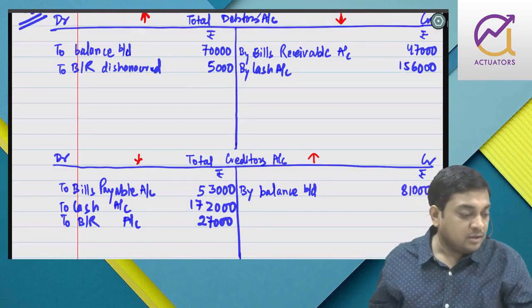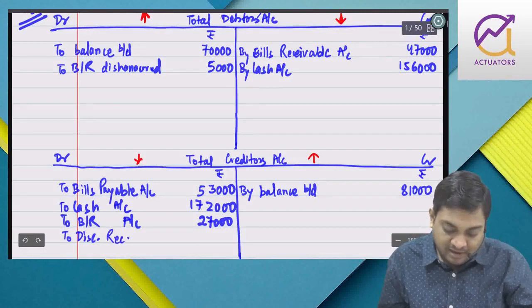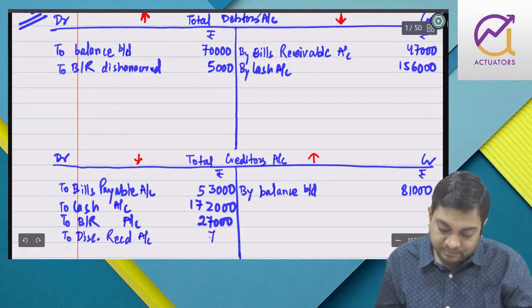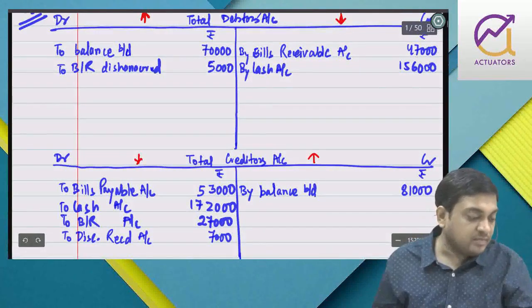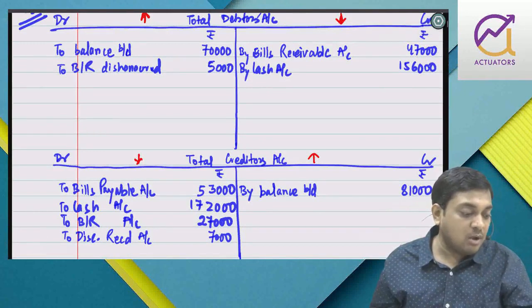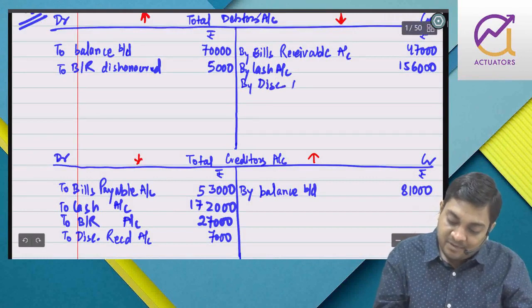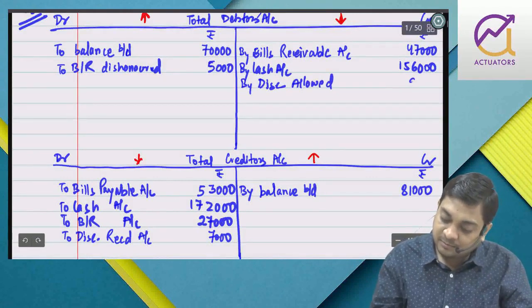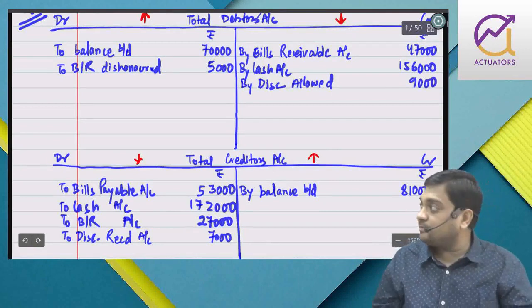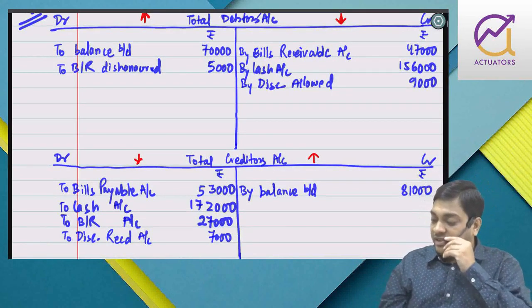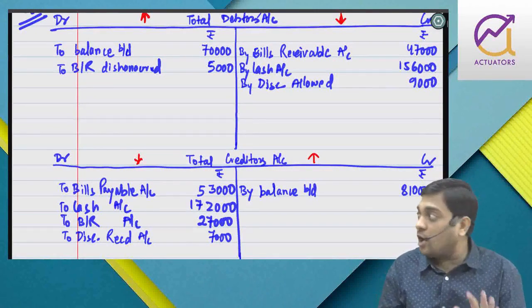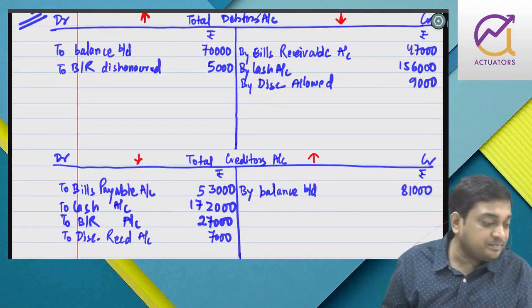Discount allowed by supplier is discount received, so my creditors account will decrease, 7,000. And discount allowed to customer is discount allowed, so my debtors will decrease, by discount allowed 9,000. Is that fine, everyone? I guess there should not be any problem with respect to this.